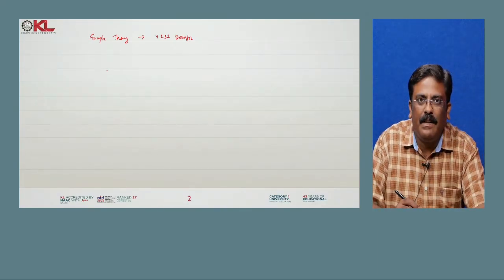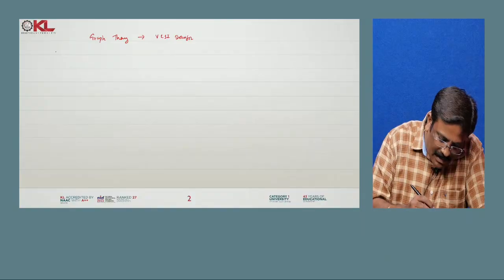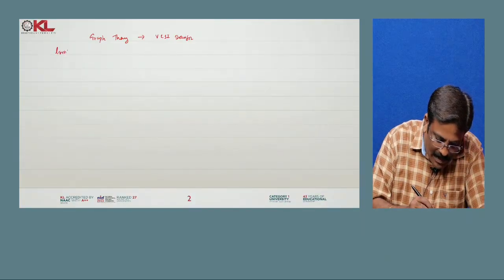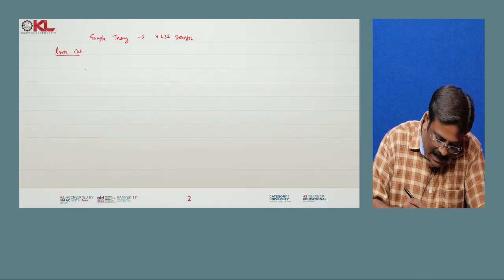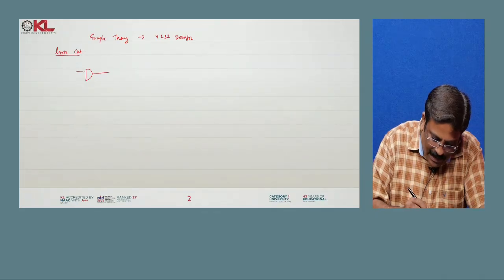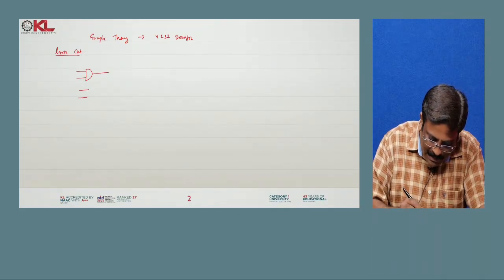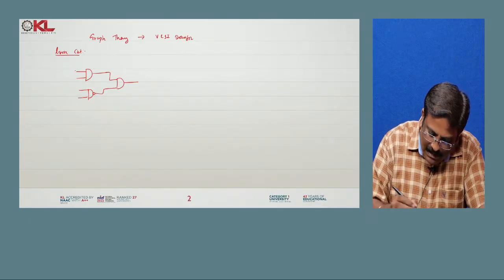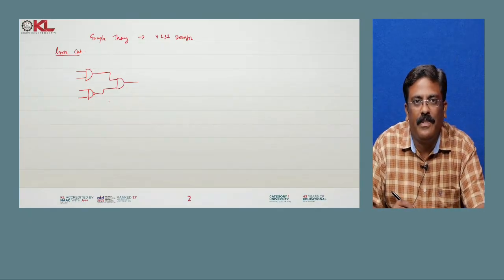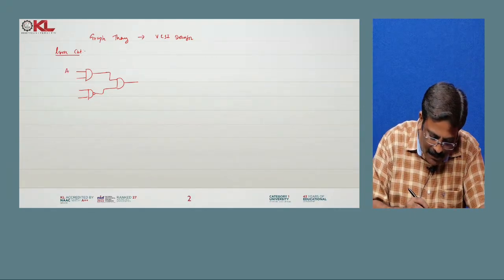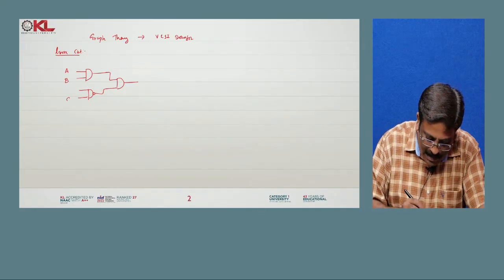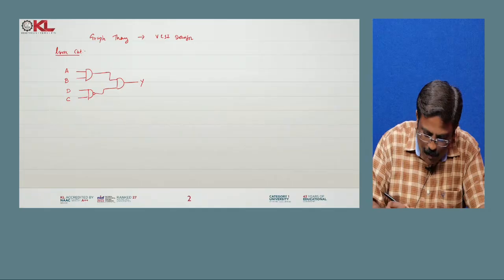Let me consider a basic logic circuit. I have one AND gate. There is no particular logic here; I am just drawing an example circuit to see how we can represent it in terms of a graph. Let us assume this is the basic circuit. Here I have inputs A, B, C and D, and the output is Y.